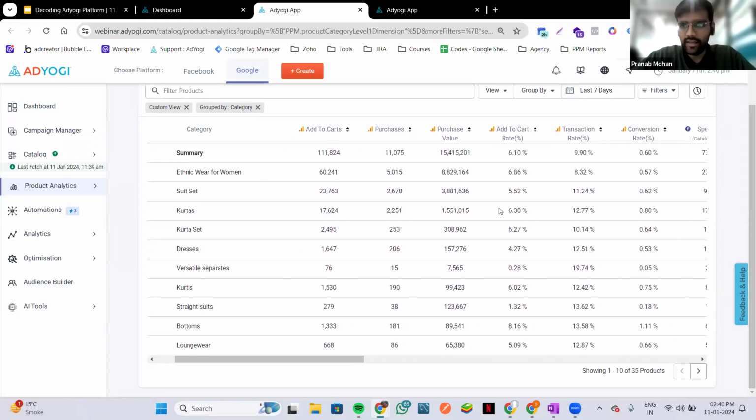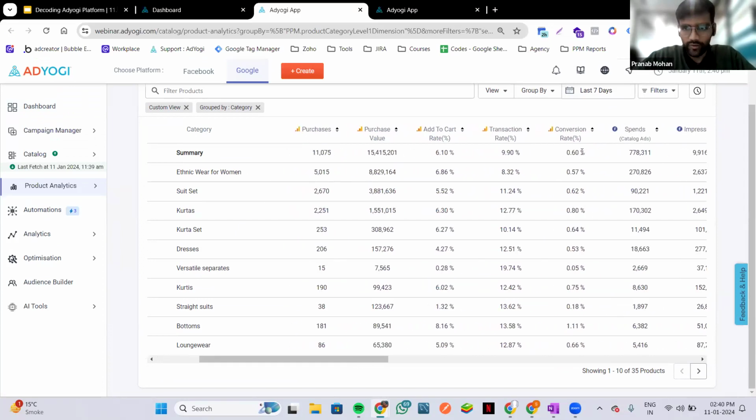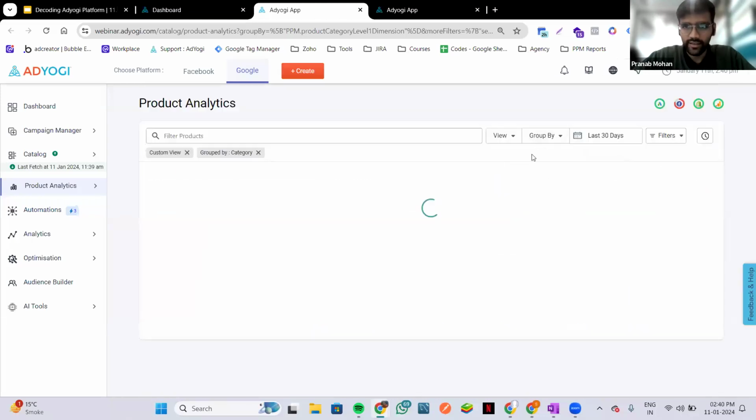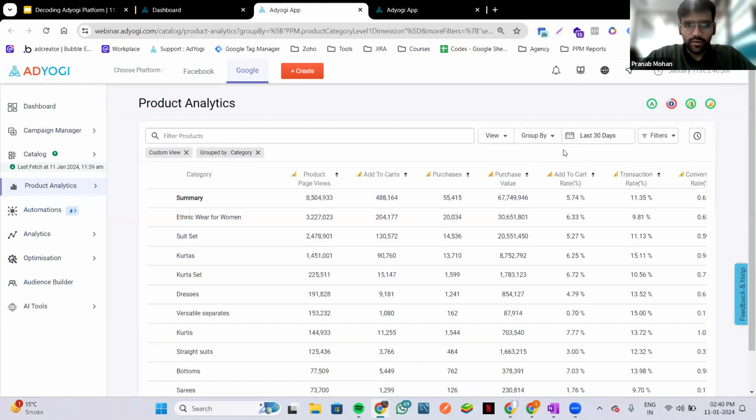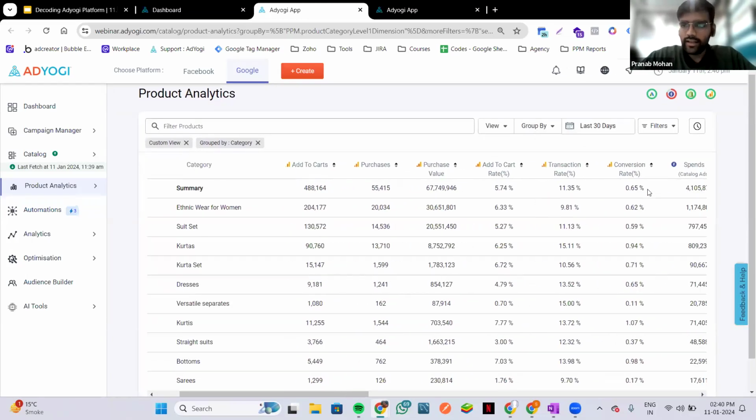So within this, I see that my overall conversion is, let's say, 0.6% at an account average, let me just switch it to last 30 days. So now at a conversion rate of 0.65% for the overall ad account, my kurtas category has given me a conversion rate of 0.94%. Okay. So now this is something that I can consider as a hero category.